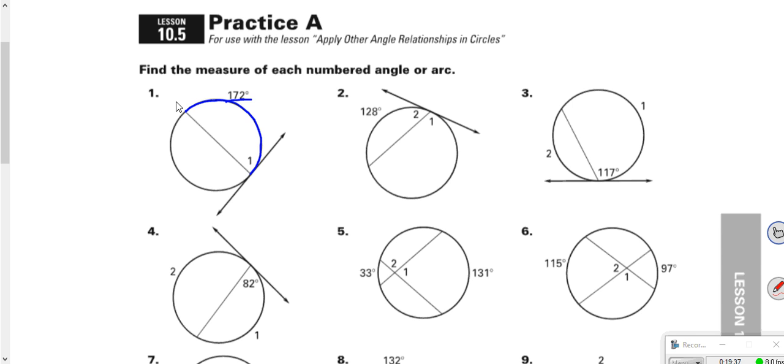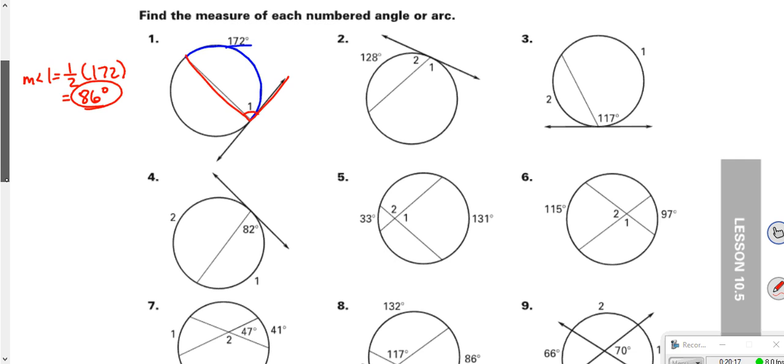We are trying to find the measure of angle 1. Remember, the measure of the angle is 1/2 the intercepted arc when you have a tangent and a chord. So the measure of angle 1 is 1/2 of 172, which gives us 86 degrees. Hope you guys see that. And that makes sense based on the picture. 172 doesn't quite look like a semicircle, and half of that isn't quite perpendicular.